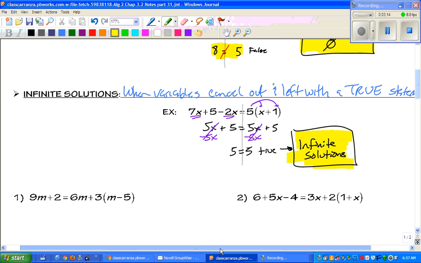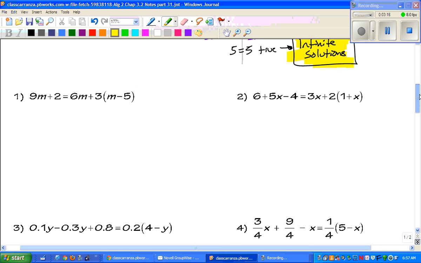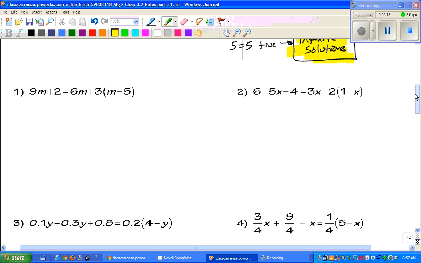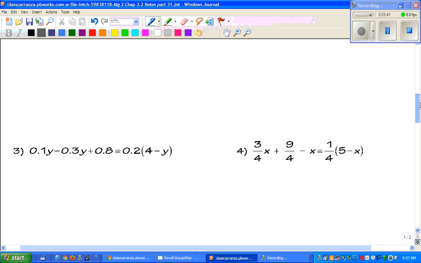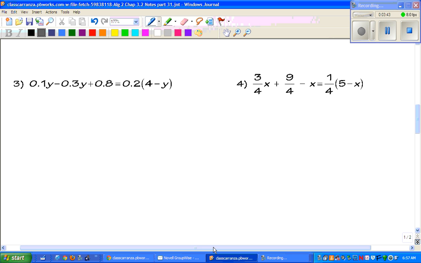Okay, so for numbers 1 and 2, I'm going to let you do those on your own because I feel that those are a little bit easier compared to the ones on the bottom, which we need to review how to do. For number 1, you should get no solution, and this one is infinite solutions. All right, number 3.